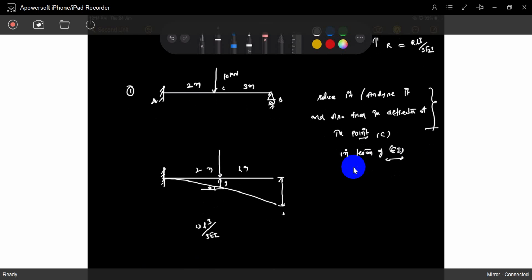I no need to use W every time, so now I will directly write it. What is W? It is 10. So 10 L cube by 3EI is the deflection. And what is the slope? The slope is also the same thing. What is the slope? 10 times 2 square by 2EI. This is the slope. This is 3 meters.